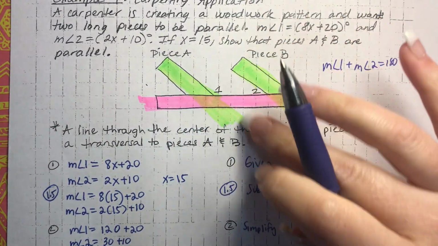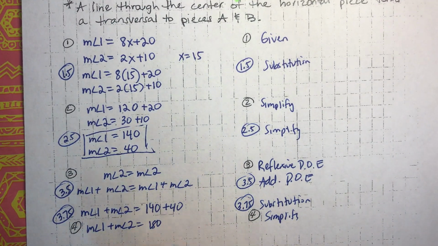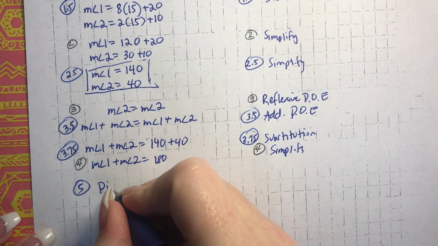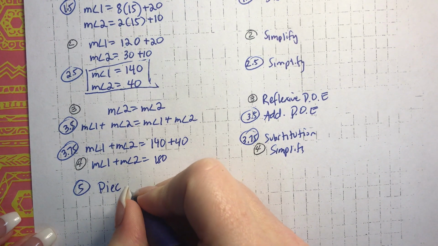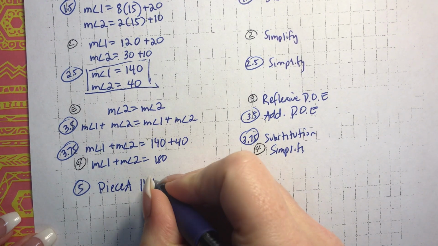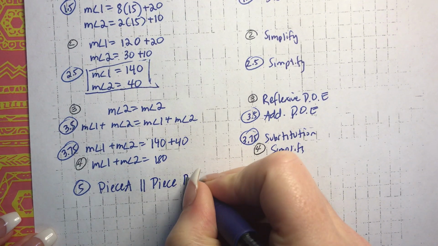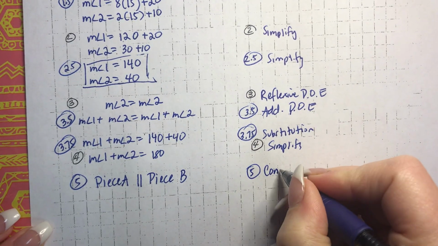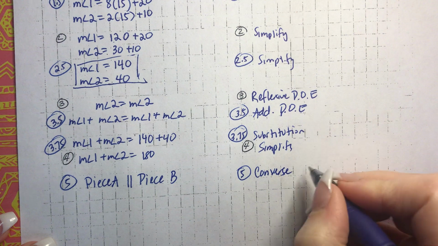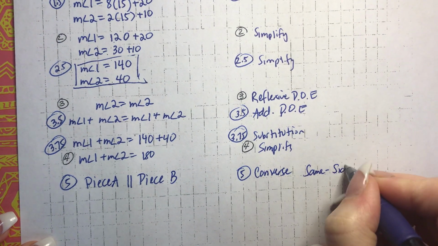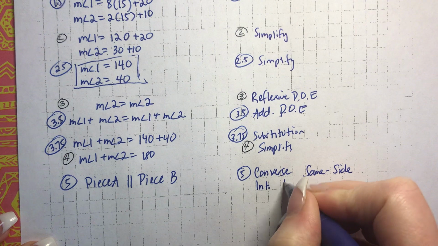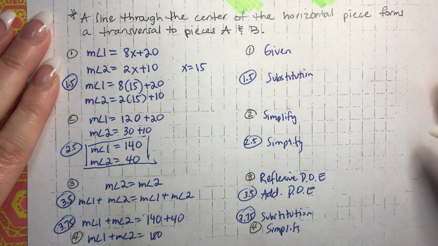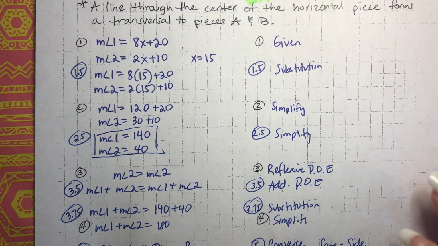We needed this statement. So now we can say that those two lines, and I'm just going to say it like this: piece A is parallel to piece B by the converse of the same side interior angles theorem. So that's it. All right, so make sure your notes look exactly the same as mine.